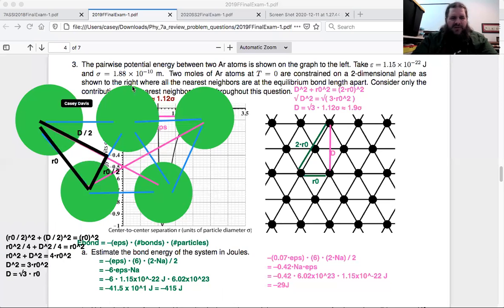Same result, because this is really the same geometry as the hexagonal grid. We're just looking at one small portion of that hexagonal grid. But the distances work out exactly the same. That makes sense. Thank you so much. You're welcome. Any other questions on that one?